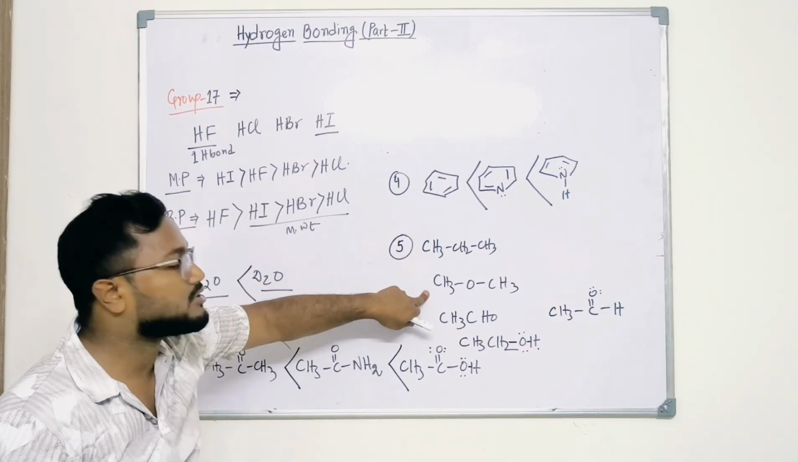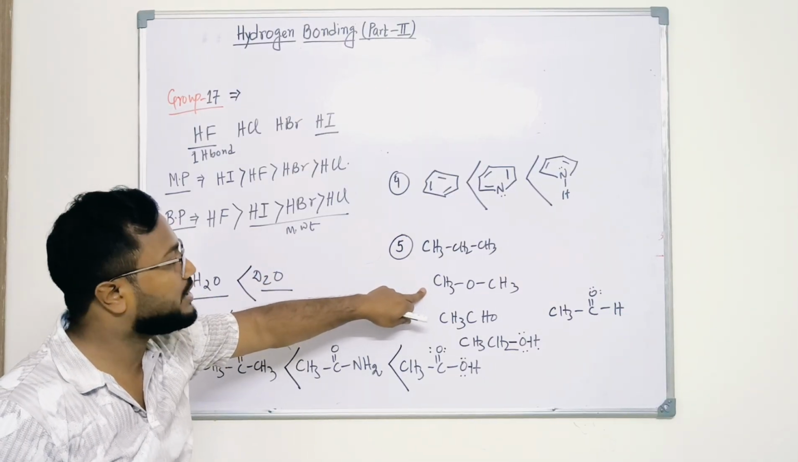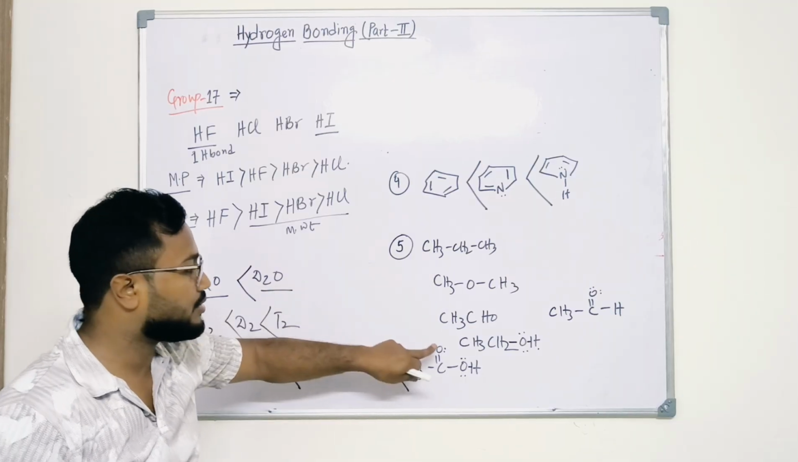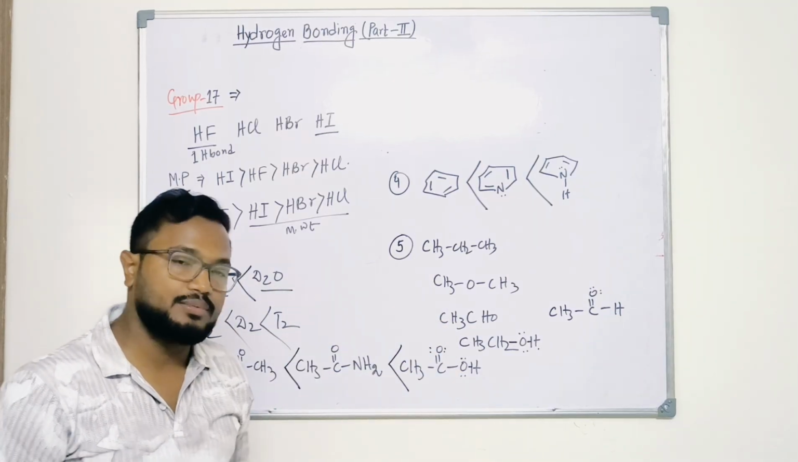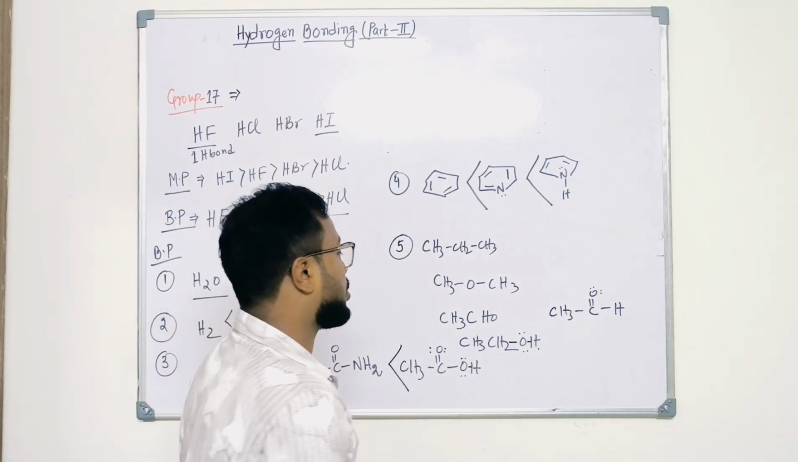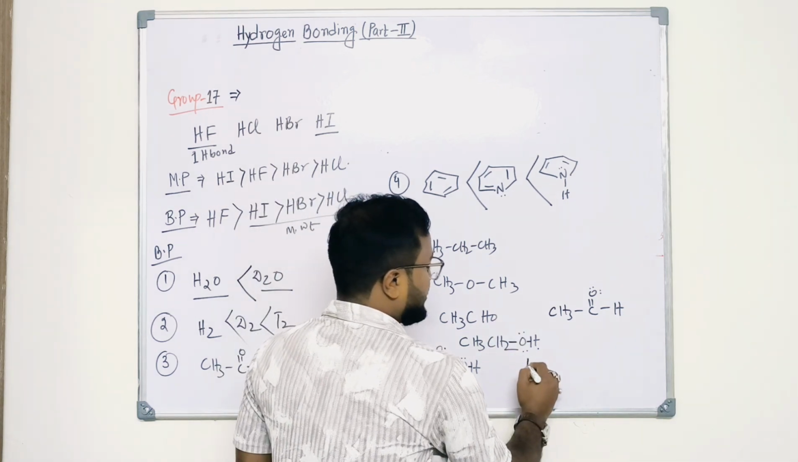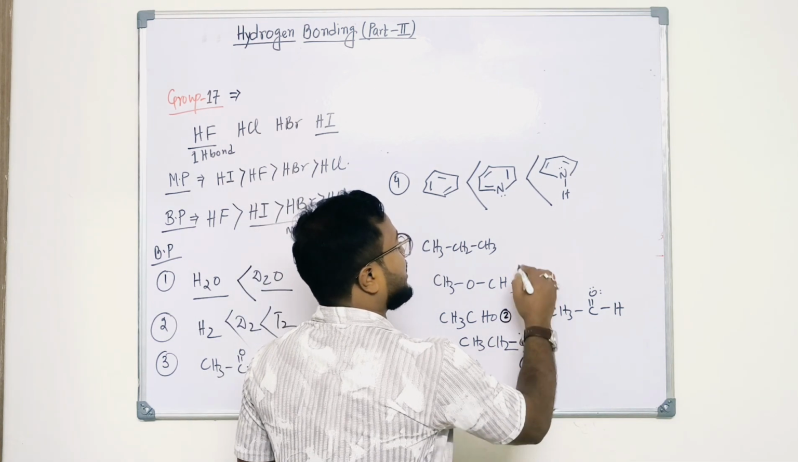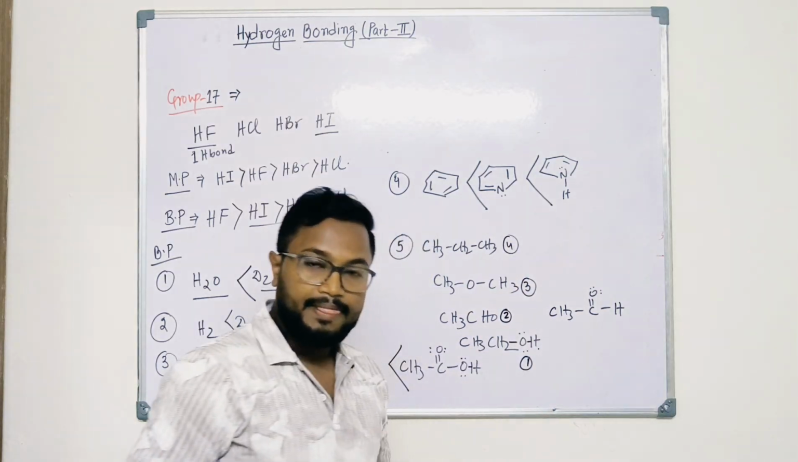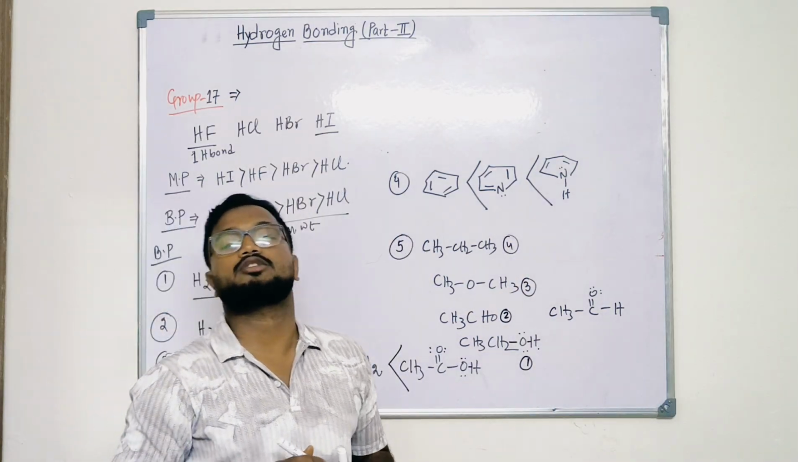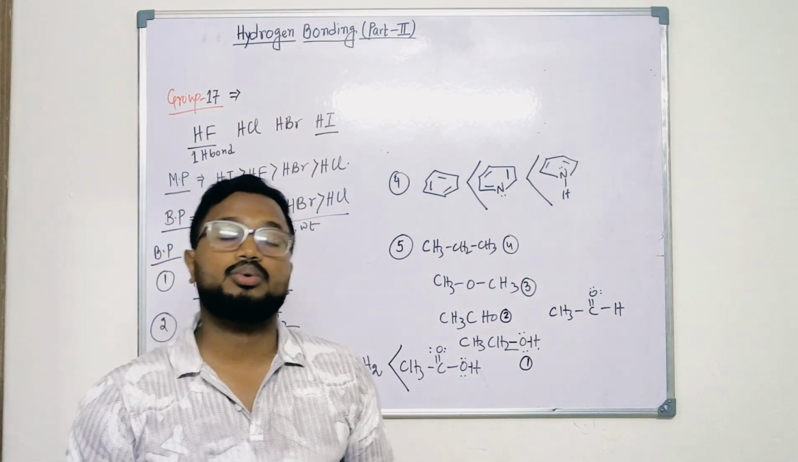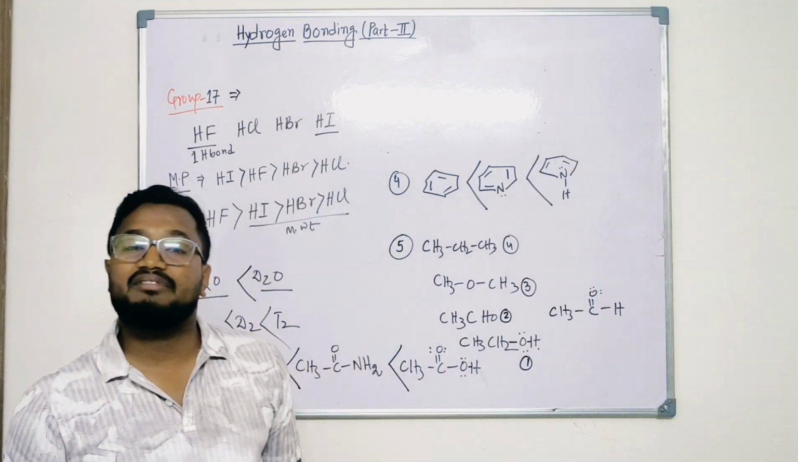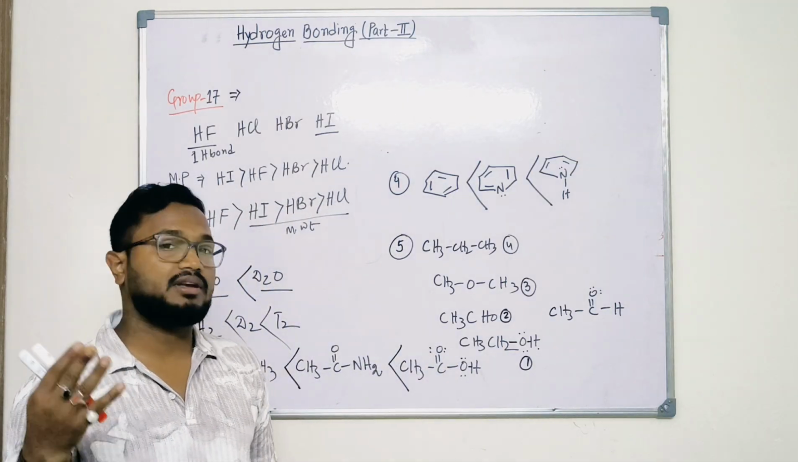But the molecular mass of CH3OCH3 is more, so it is greater than the normal compound. CH3CHO and C2H5OH have the most hydrogen bonding. As a result, this is the highest boiling point, second highest, third highest, and fourth. So these are the basic logics of hydrogen bonding by which we can decide which molecule has a higher boiling point and which has a lower boiling point.